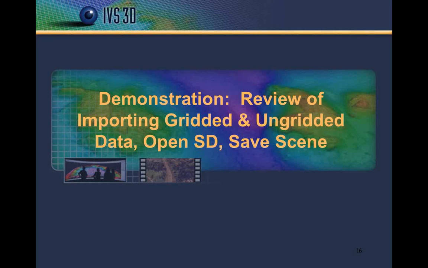I'm going to very quickly review importing that core base data into Fledermaus. So we're going to import gridded and ungridded data. We're also going to open a Fledermaus SD that was already created, and we're going to save the scene. Again, we're going to do this really quick because this was covered in great detail in earlier webinars.